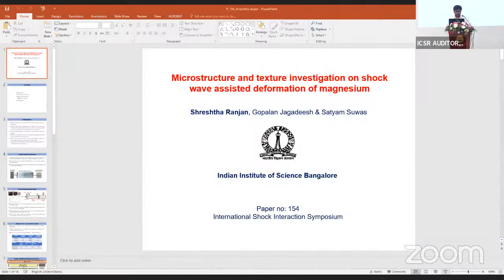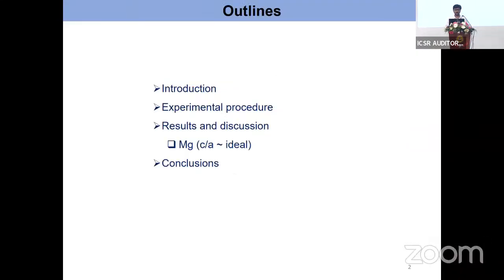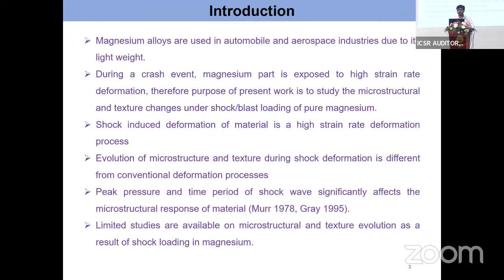This is my outline of today's presentation: the introduction and the experimental procedure, then I will discuss the results and discussion of magnesium that has a c/a ratio equal to 1.6, and in the last I will conclude my topic. So now coming to the introduction.